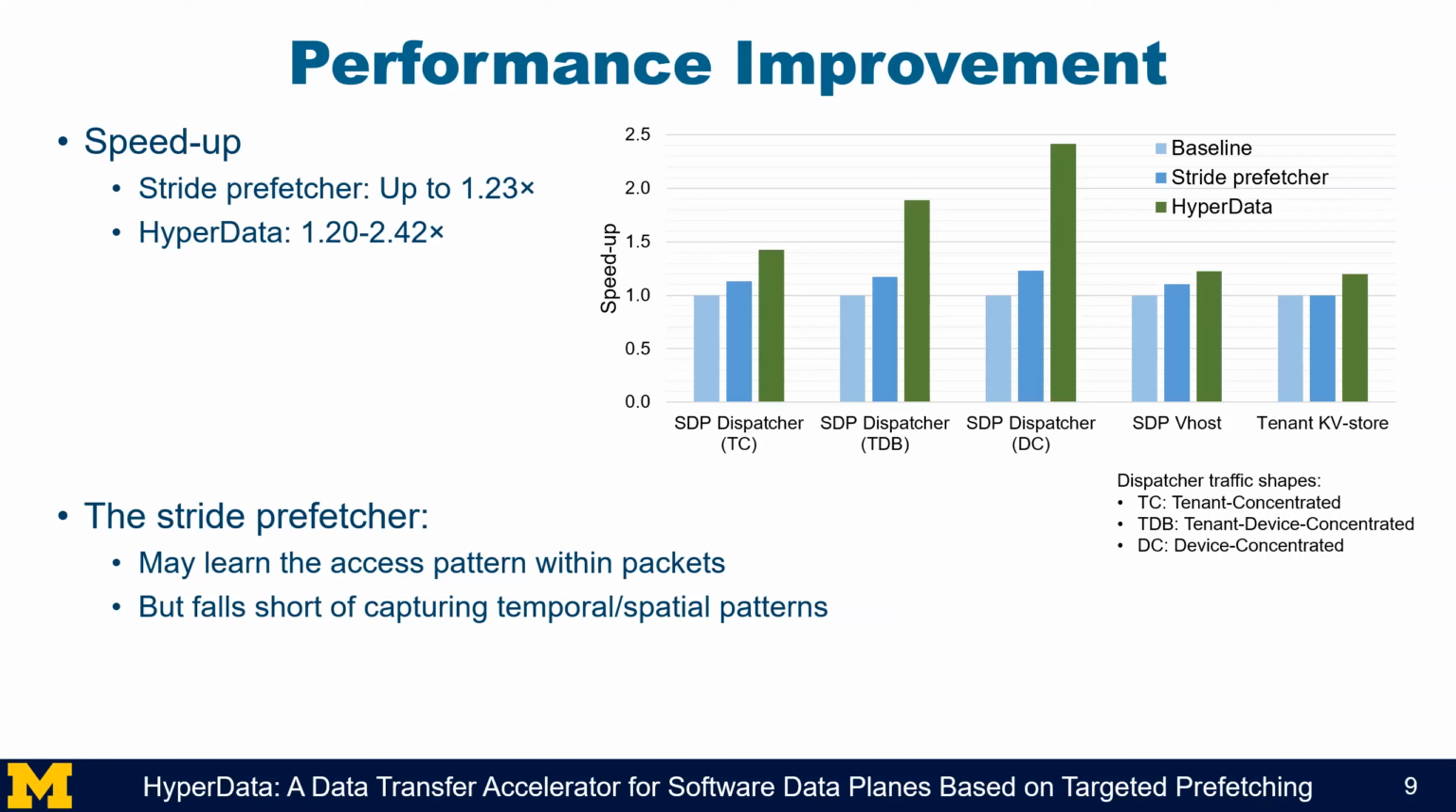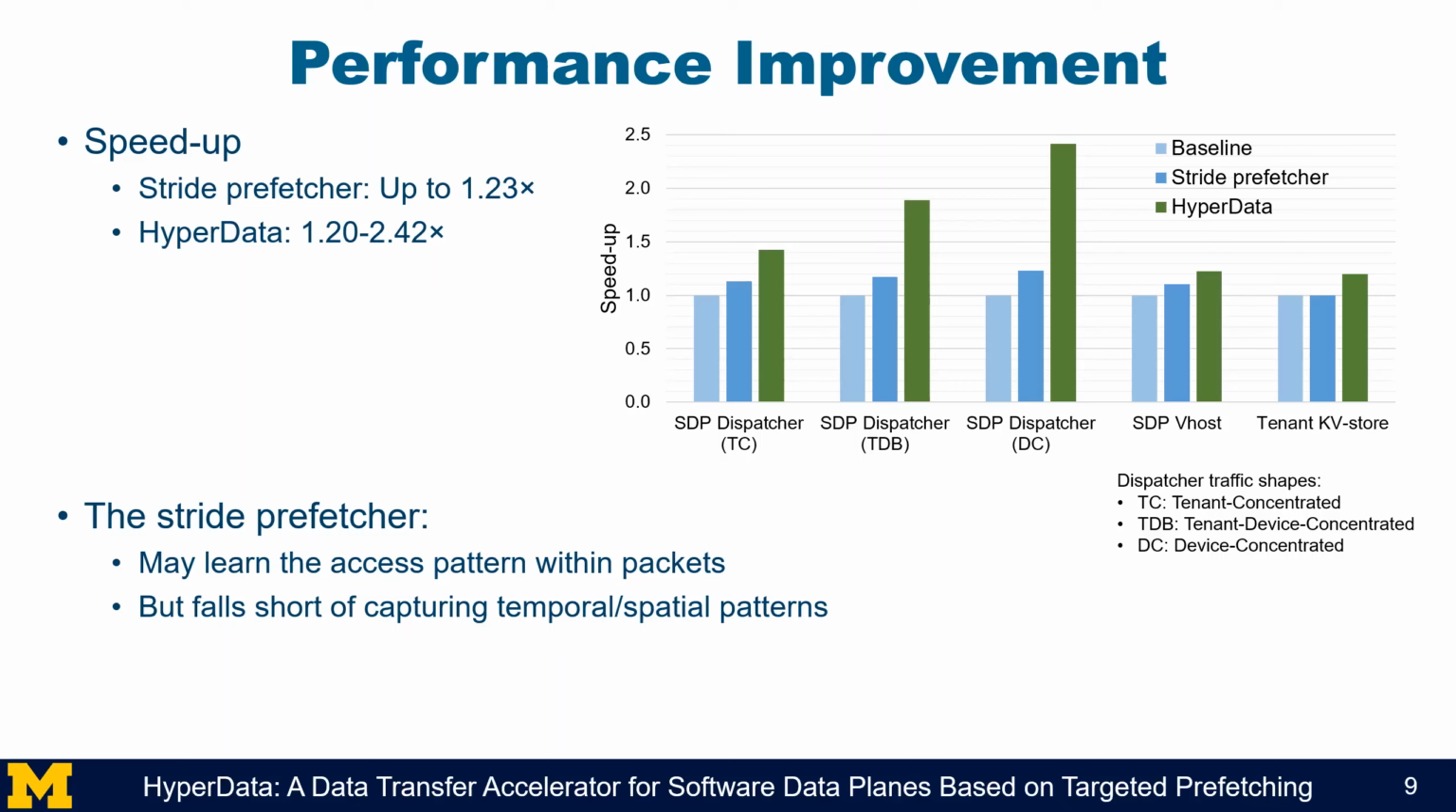We modeled HyperData's hardware in the gem5 simulator. We evaluated HyperData on both data plane cores, which dispatch the network packets with different traffic shapes and queue formats, and also tenant cores, which run a key-value store application. HyperData is compared against a baseline and a stride data prefetcher, and we can see that it significantly improves the performance.